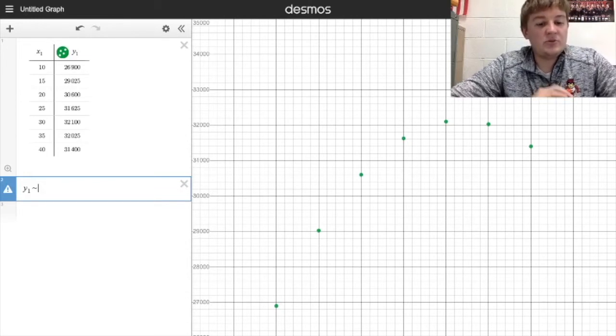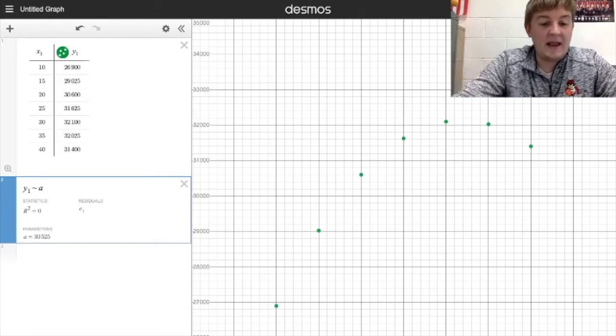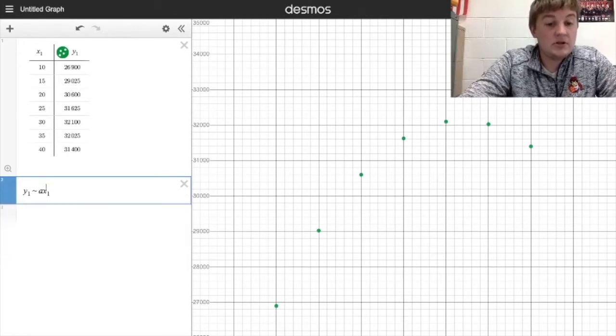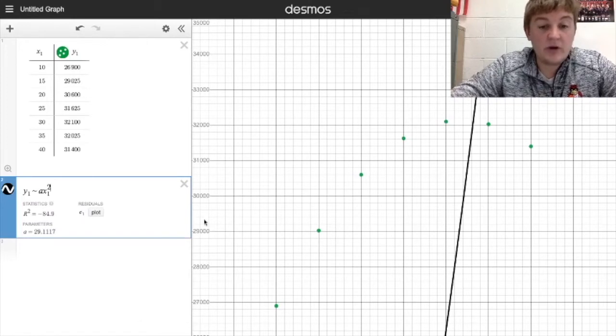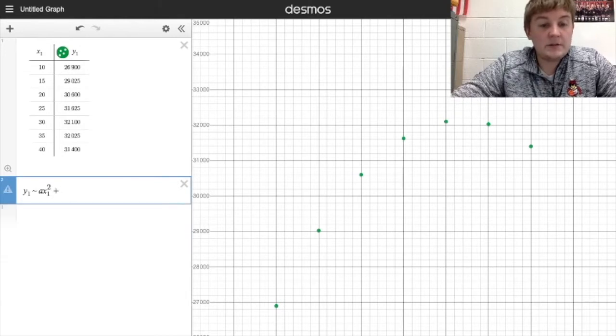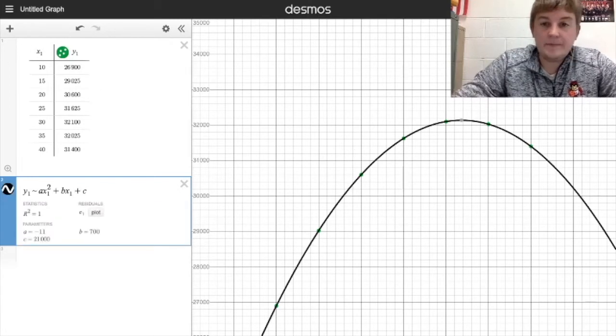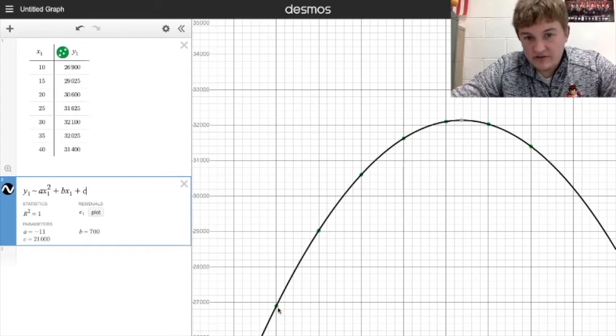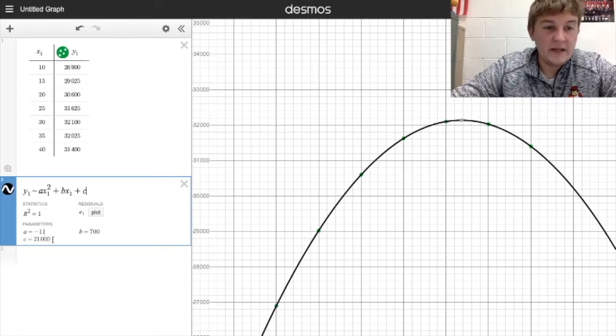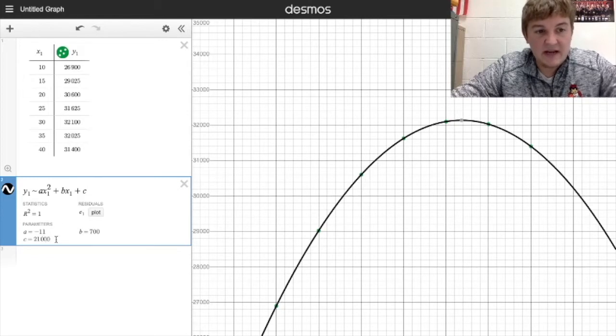Then we want to type a function in this form: a times x1 squared. Squared can be done with shift 6 and then 2. Plus b times x1, because x1 is our x variable, and then plus c. As you can see, this black line here is a very good estimator of this function. And what is our function? It gives you the a, b, and c values down here, where my mouse is hovering.